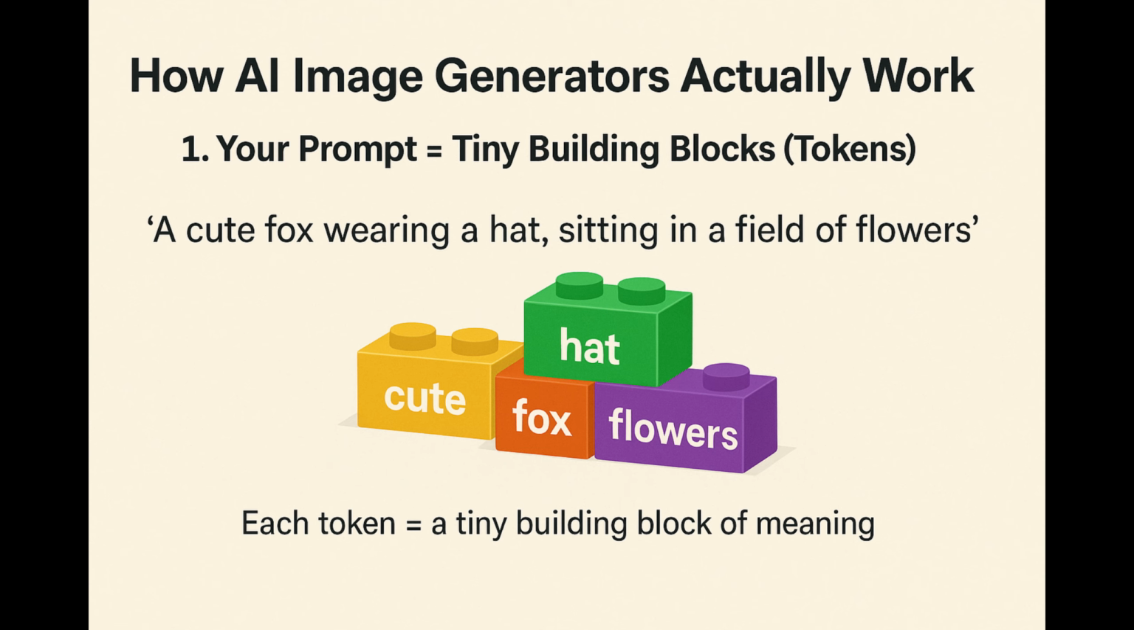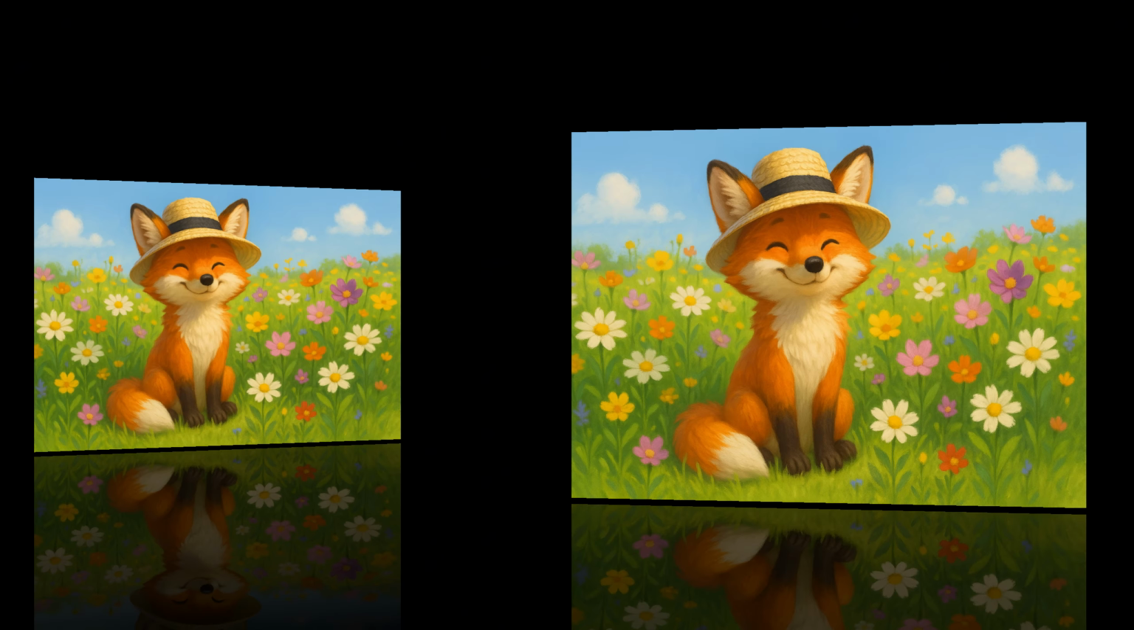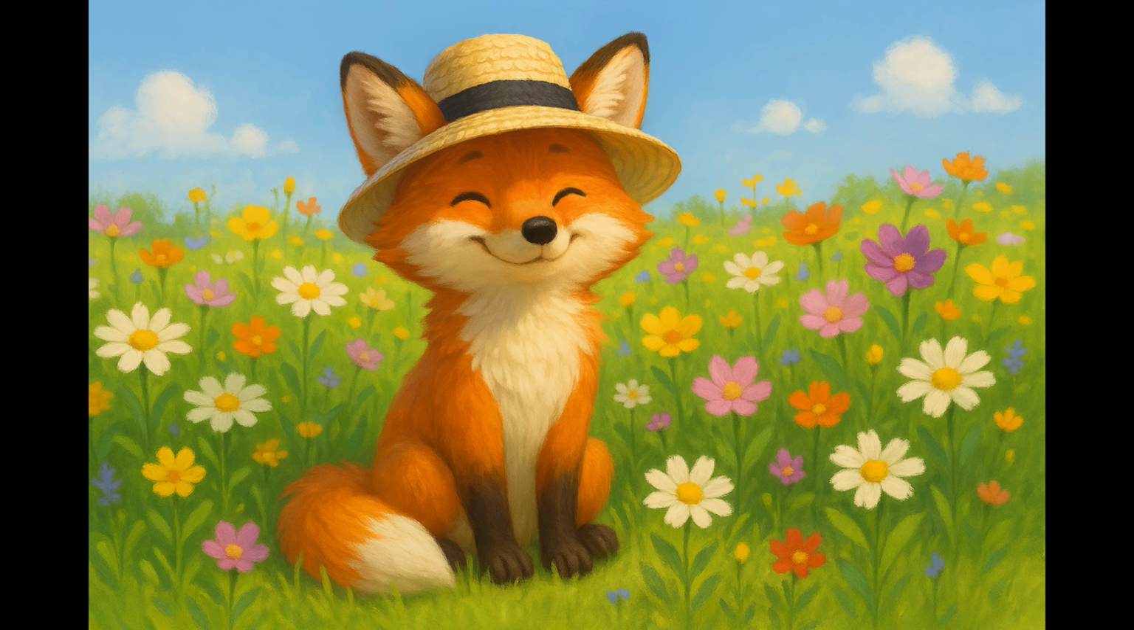The AI breaks that into parts, like cute, fox, hat, field, and flowers, and looks at each one as a separate instruction. It doesn't know what a fox looks like, but it has seen millions of examples tagged with words like these, so it starts making educated guesses based on what it's learned. Then it builds the image using those guesses, like stacking little blocks together to match your prompt.